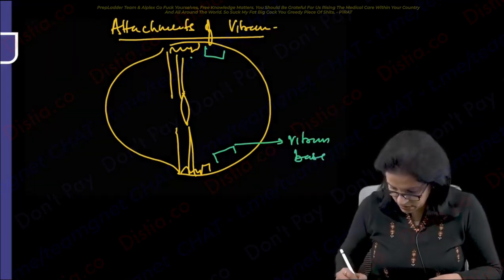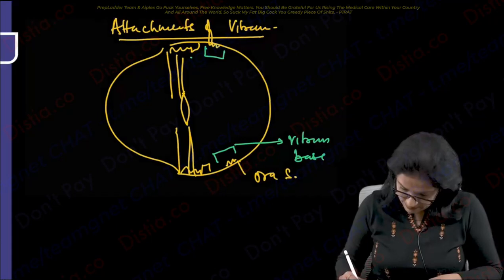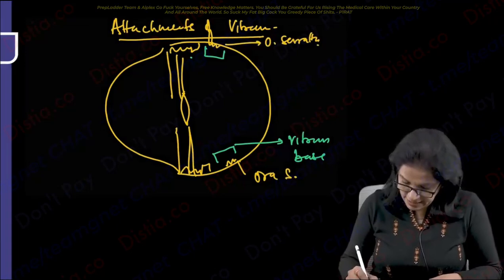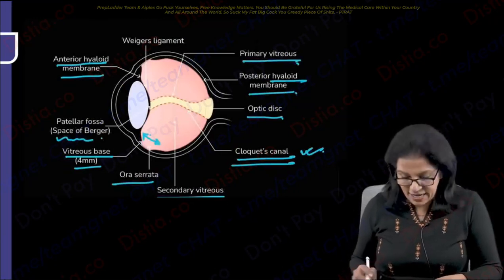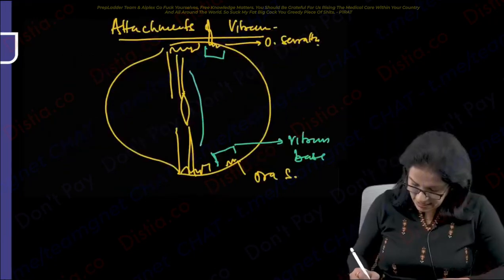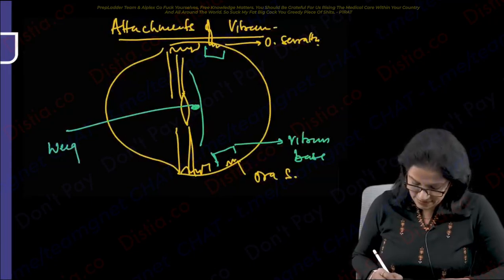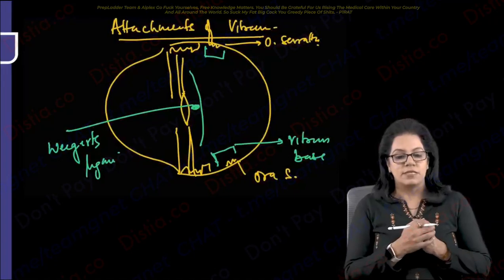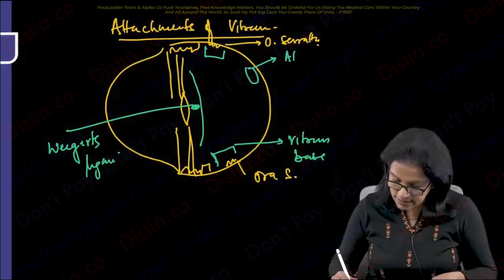So, this is your ora serrata. Then your next attachment that we can learn very nicely is, okay, so base, and then what is this? Anterior hyaloid membrane. So if this is anterior hyaloid membrane, what was the attachment here? That was called Wiegand's ligament, right? So this is your Wiegand's ligament with the posterior capsule, right? The space is what is called Berger space. Now then, what are the other attachments? It is around the disc, at the disc. One is at the disc.